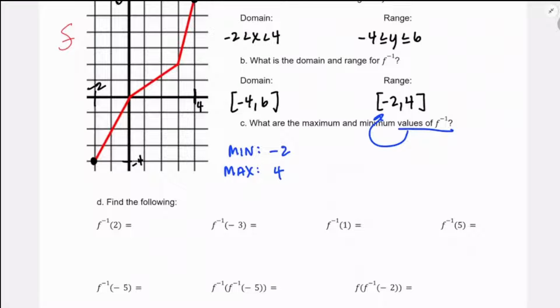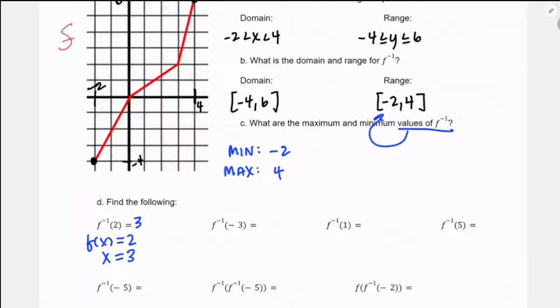All right, now we're going to find a bunch of things that follow. So f inverse of 2: I go up to y equals 2, find some graph, and solve the equation f of x equals 2. x equals 3, so f inverse of 2 equals 3.